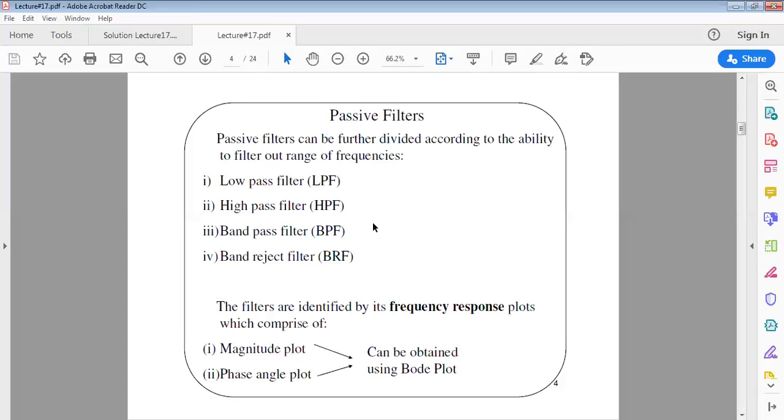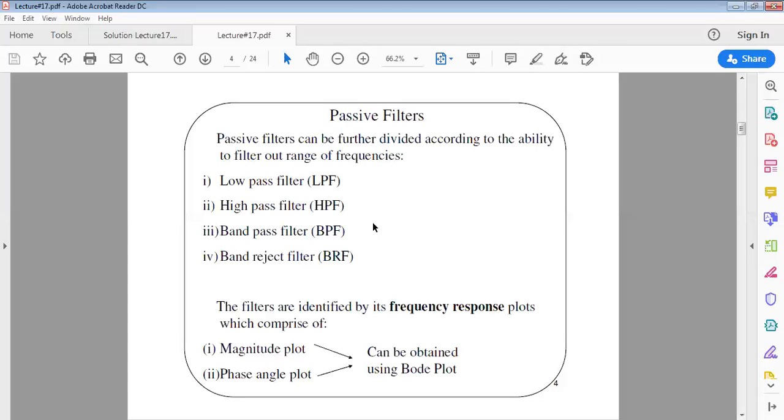Okay, so the filter is basically identified by its frequency response plot. And I believe that the frequency response plot has been learned in lecture 16, which is basically a Bode plot. The Bode plot consists of two types: the magnitude plot and also the phase angle plot.